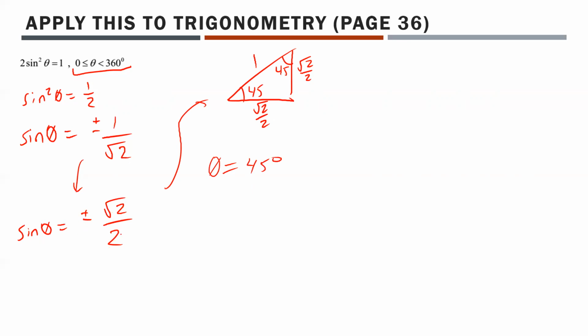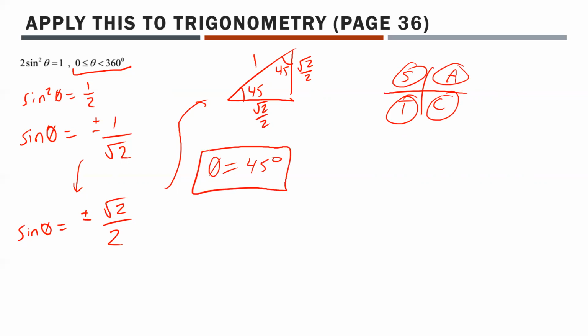But because it could be positive or negative, if you think of the CAST rule, sine is positive in these two quadrants, but sine is negative in these two quadrants. So in other words, because sine theta is plus or minus the square root of 2 over 2, we could be in literally any of these quadrants. 45 degrees, clearly, is our answer in quadrant 1. But let's think about what our other quadrants would be as well.